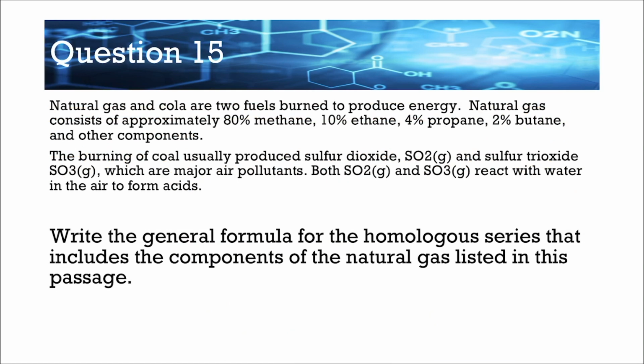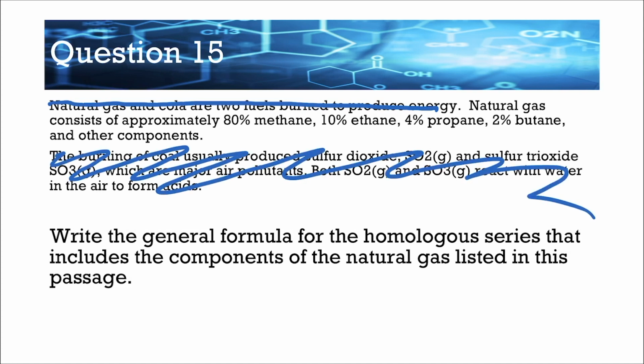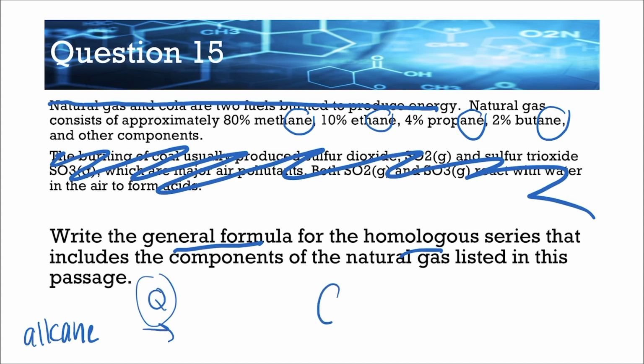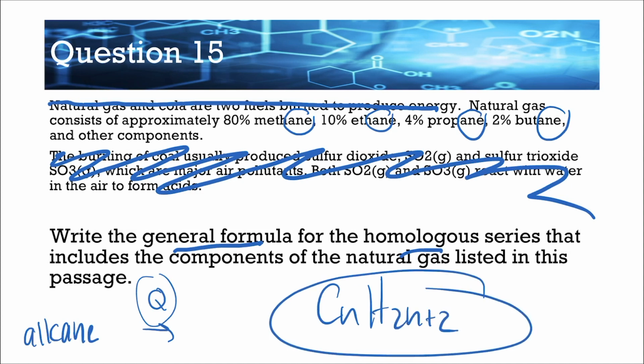Lastly, again, same paragraph on gases and stuff. Again, nobody really cares about this section. Write the general formula for the homologous series that all these gases are a part of. So we have methane, ethane, propane, butane. They all end in A and E. So they're all alkanes. And the formula on table Q, so you got to look at table Q, is CnH2n plus 2. And that's it.